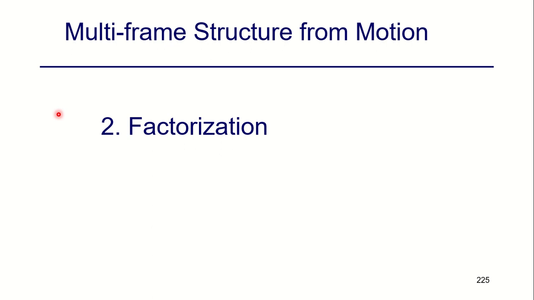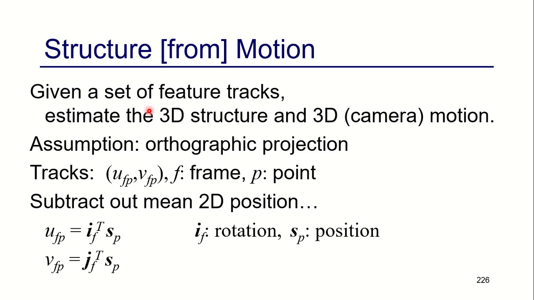In the earlier video, we saw two-frame structure from motion. In structure from motion, we are given a set of feature tracks and we estimate the 3D structure and 3D camera motion. The assumption we make is orthographic projection, and the tracks are u_fp and v_fp, where f denotes the frame and p denotes the point. Subtracting out the mean 2D position, you get the relation for u and v for the particular frame and the particular position.